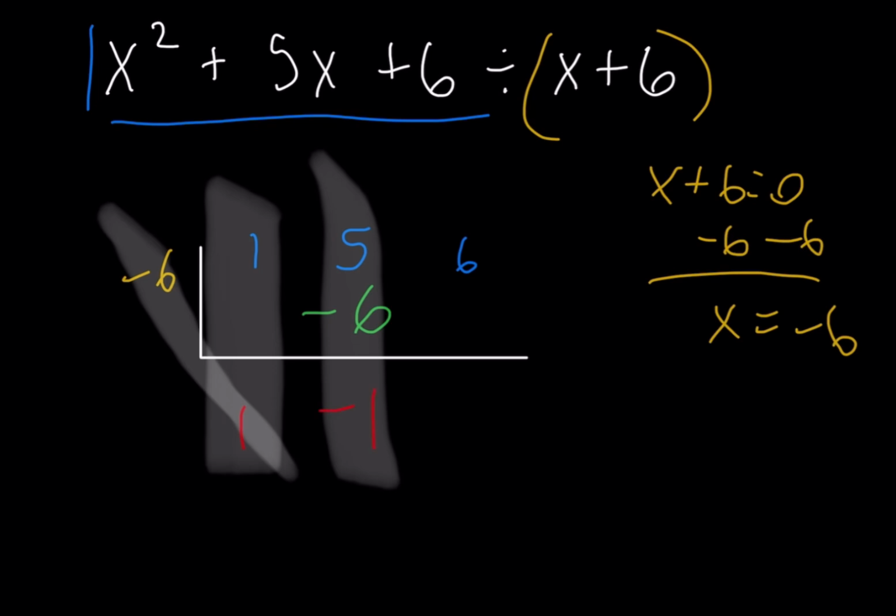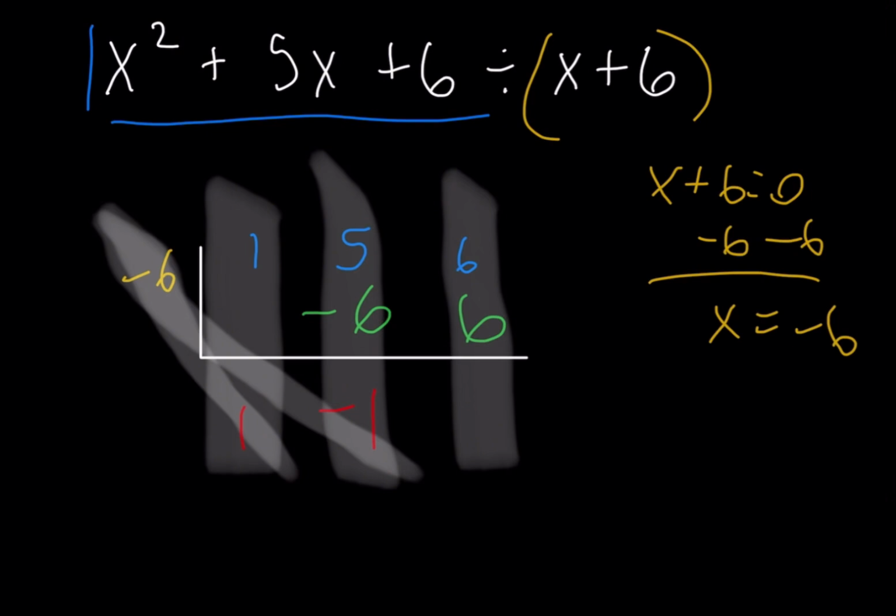And now we have to do the same thing again. So we do negative 6 times negative 1, which is going to give us 6. And that 6, we're going to carry it to the next side, which is going to be right here. So now again, we're going to add down. So 6 plus 6 is going to give us 12. But this time we're going to stop right here. We're not going to multiply it by negative 6. So these are our coefficients.